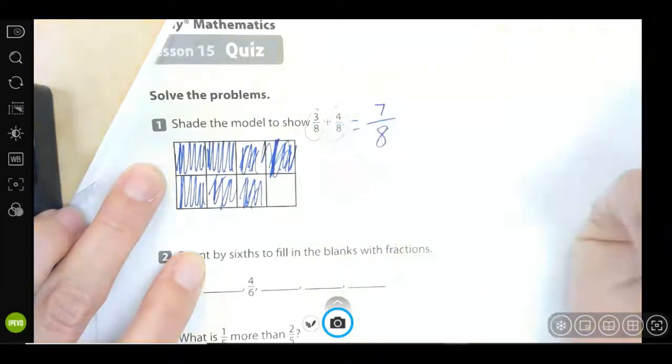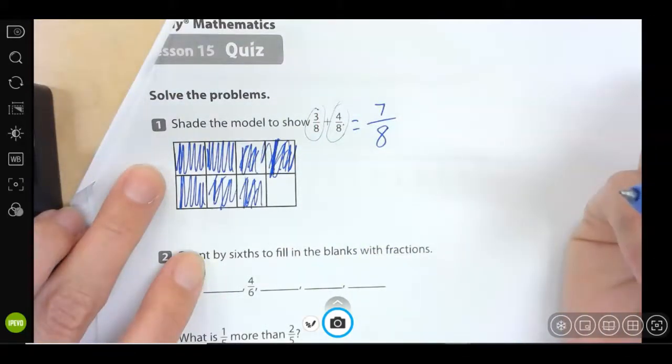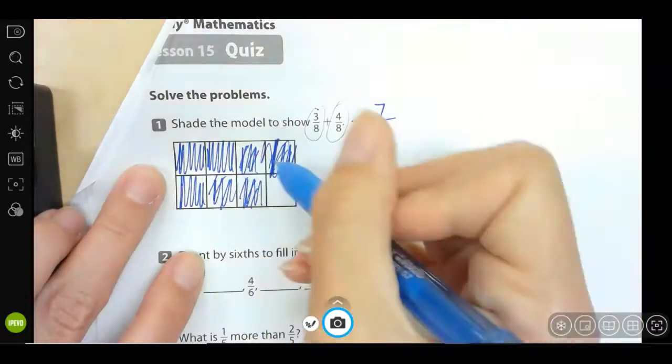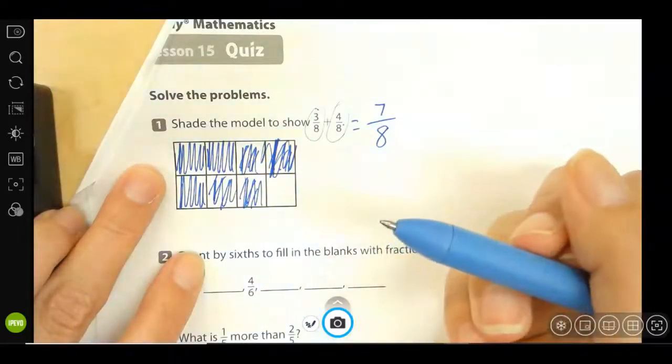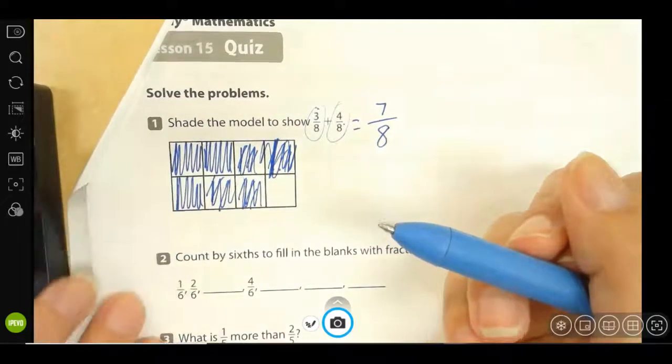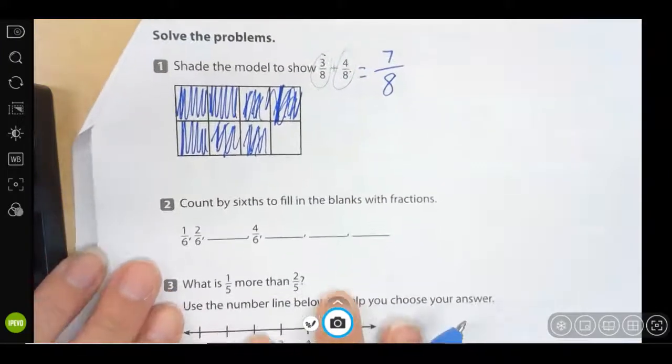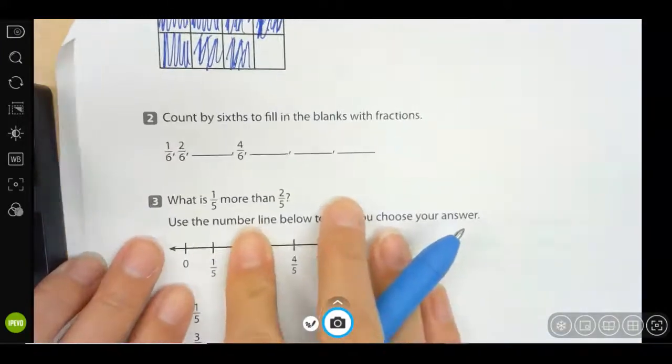Because then... Go ahead, Tyler. Yeah, it didn't look like two separate equations, right? This kind of just looks like one number, 7/8. So it's important to make sure to shade that differently. Awesome. Go ahead on your whiteboard.